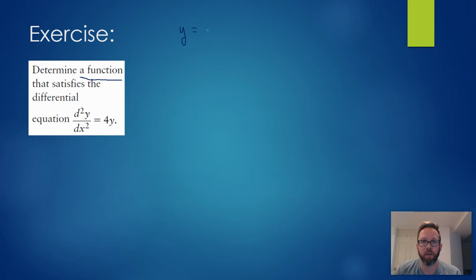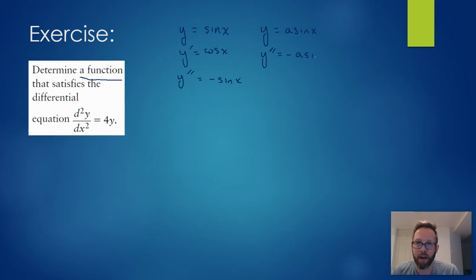So a function just like sine x isn't going to work because we know that the second derivative, let's show my work here, is going to be minus sine x. And that would be true with any constant. If I had a times sine x, from the same logic, my second derivative would just be negative a sine x. And I'm not getting 4 times. There's no way to get 4a sine x.